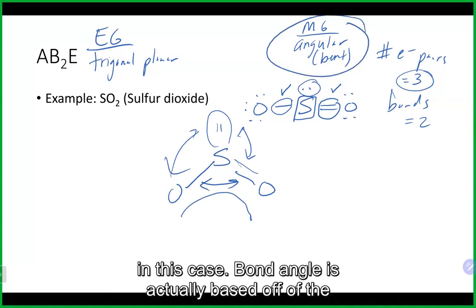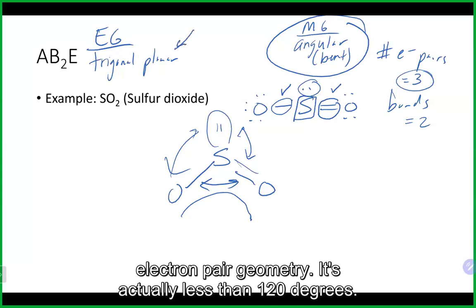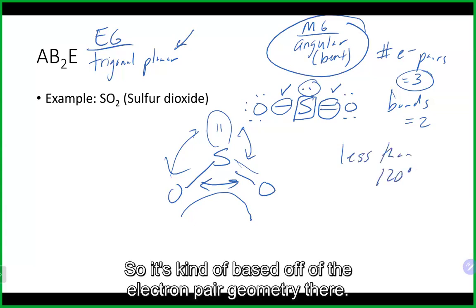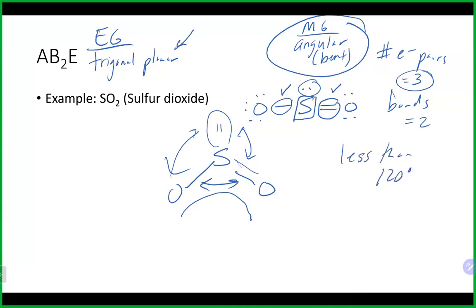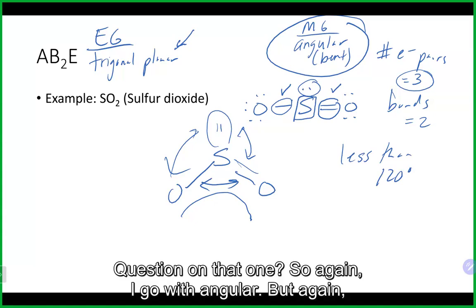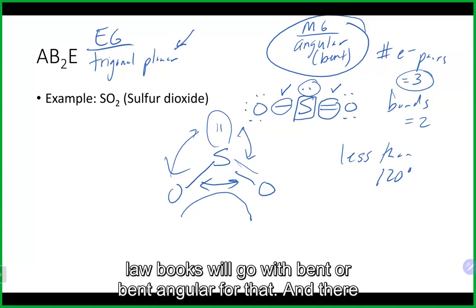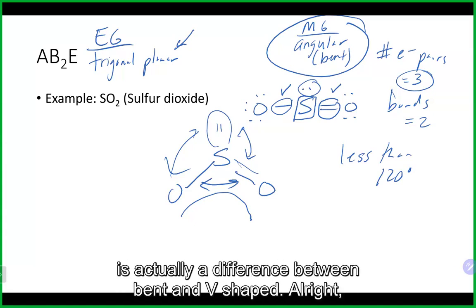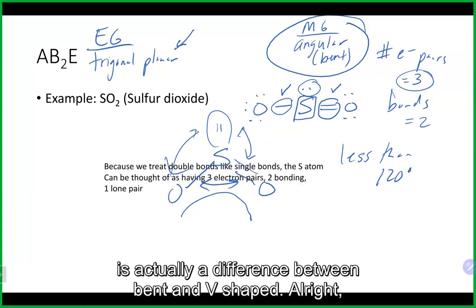Bond angle is actually based off of the electron pair geometry. It's actually less than 120 degrees, so it's kind of based off of the electron pair geometry there. Question on that one. So again, I go with angular, but a lot of books will go with bent or bent angular for that. And there is actually a difference between bent and V-shaped.